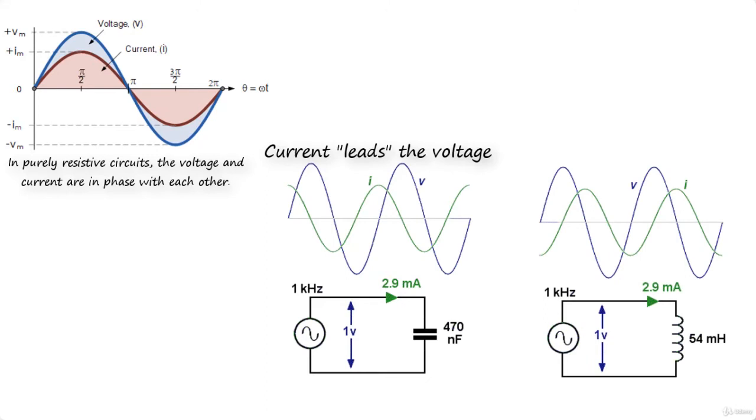Note that an inductance also causes a phase shift between voltage and current, but in a different way than a capacitor. Inductance opposes change in current due to the back EMF effect, and this causes the current to reach its peak value sometime after the voltage. So in an inductive circuit, current lags voltage.